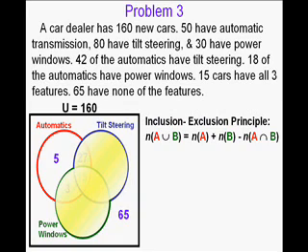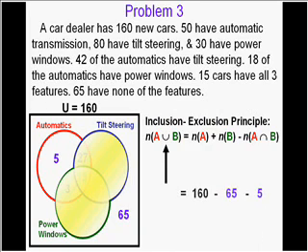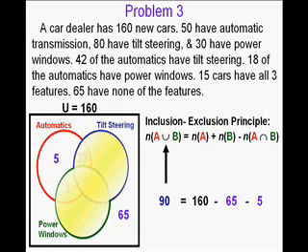But you know what? I think looking at this picture and the universe that I can find that union. The union of these 2 areas is going to be that universe 160 minus the 65 on the outside and the 5 left over for the automatics. So that union is going to be 90.